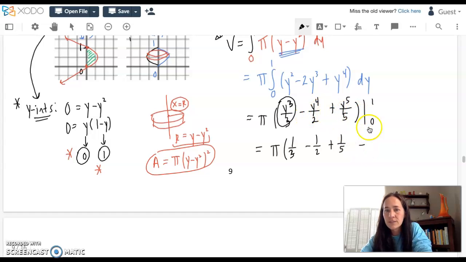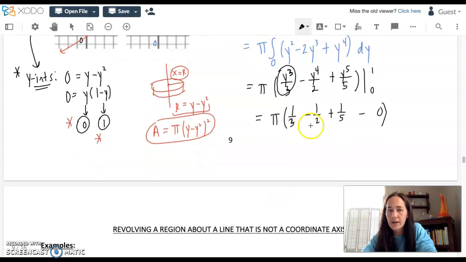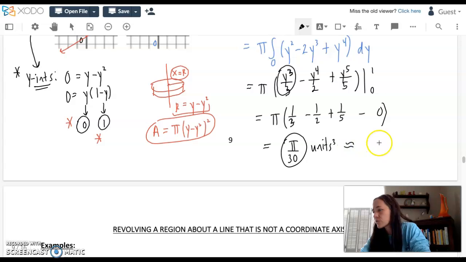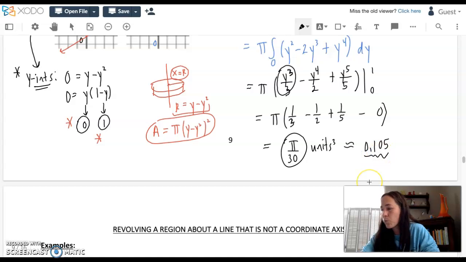Minus 0 plus 0. So really just plugging in the 0 in this case is not going to affect the number that much. Your exact value answer, if you get that computed, is going to be pi over 30 units cubed. You're always welcome to leave it as a rounded decimal. It's a very tiny number. Only a tiny bit of volume here is going to be about 0.105 units cubed.